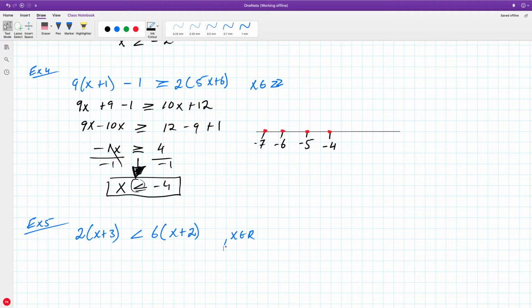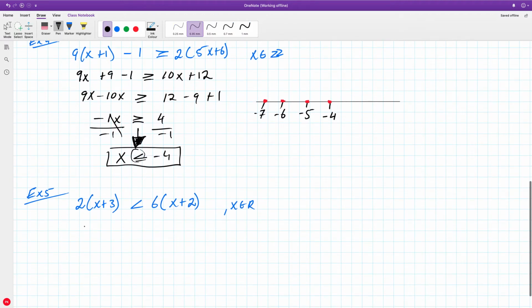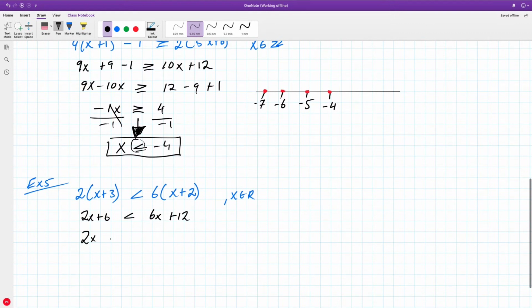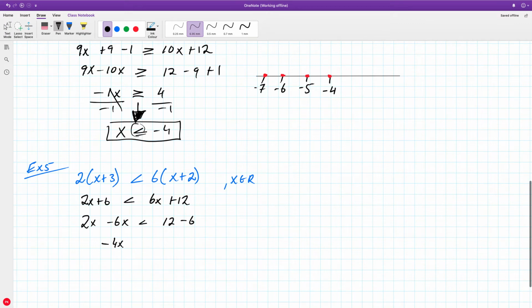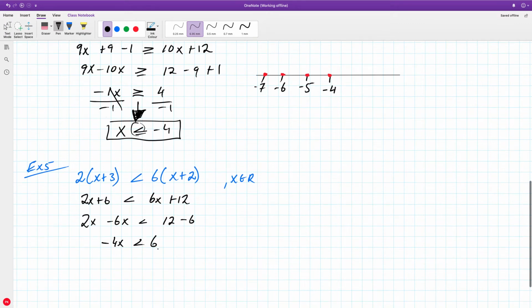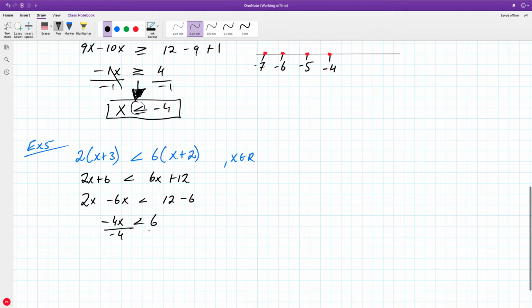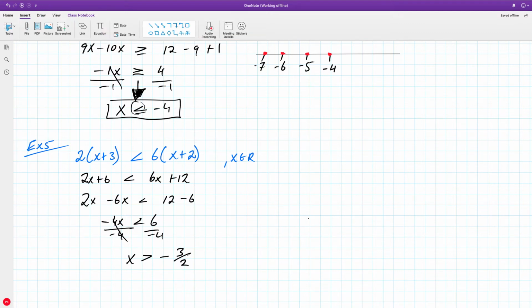2 times x is 2x. 2 times 3 is 6. Less 6 times x is 6x. 6 times 2 is 12. That's 2x minus 6x less than 12 minus 6. That's minus 4x less than 6. Divide by minus 4. x is greater than minus 3 over 2. We put in our line.